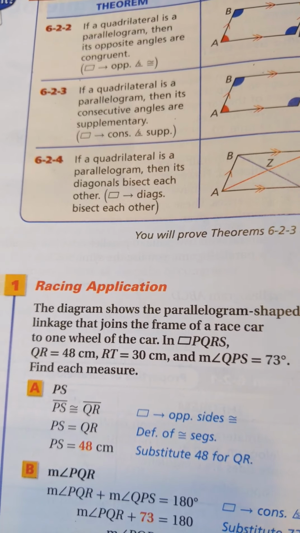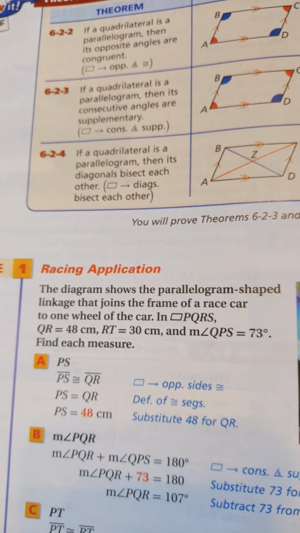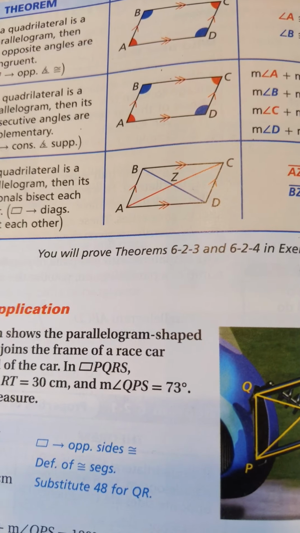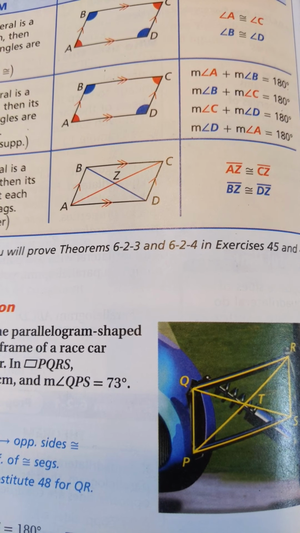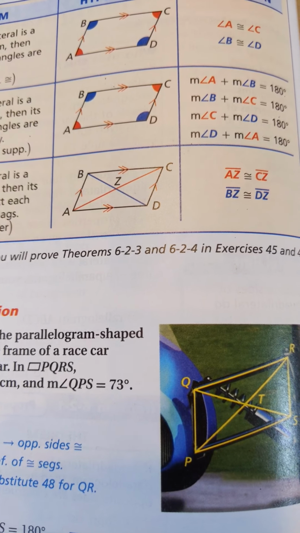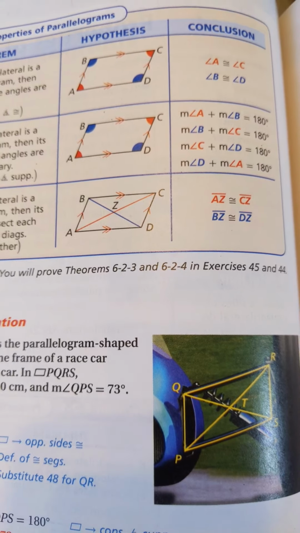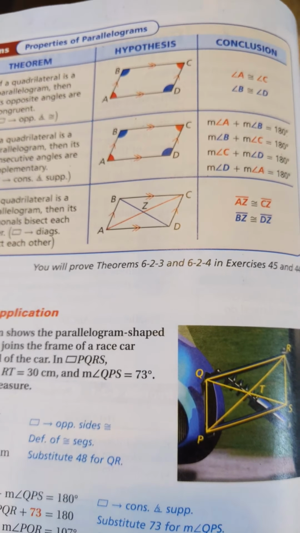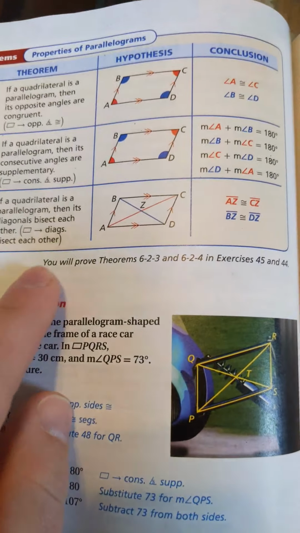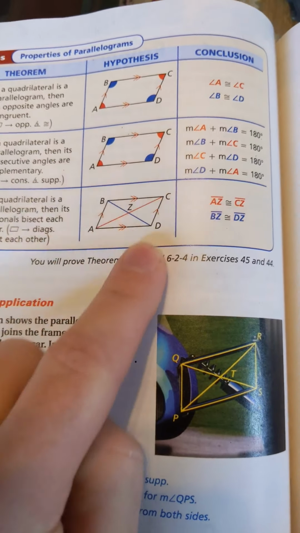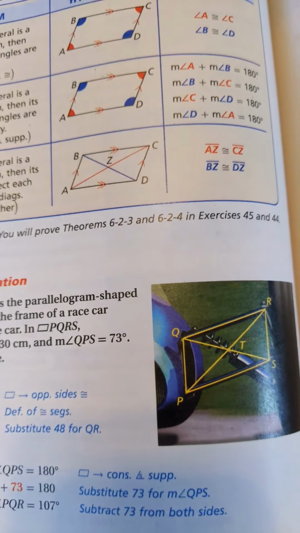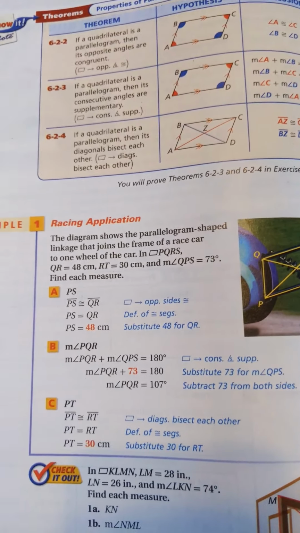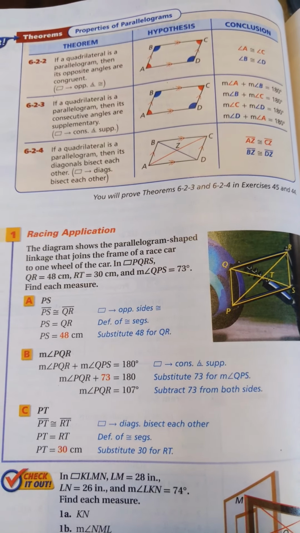And the last one, 6-2-4: if a quadrilateral is a parallelogram, then its diagonals bisect each other. So AZ is congruent to CZ, BZ is congruent to DZ. They split each other in half. That's the biggest thing to focus on. It also creates four smaller triangles in there. So those are some properties of parallelograms.